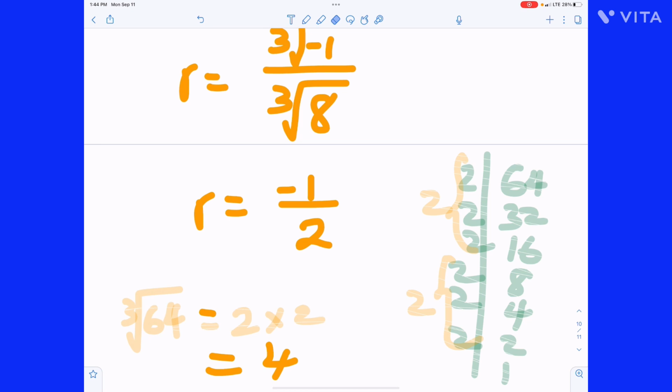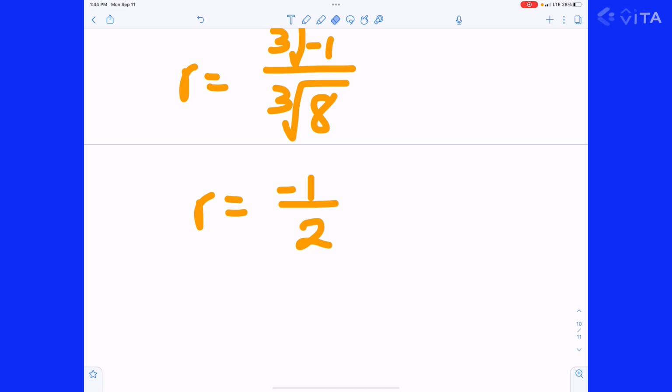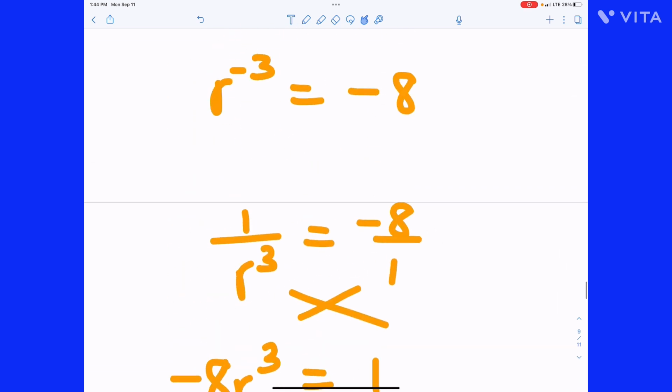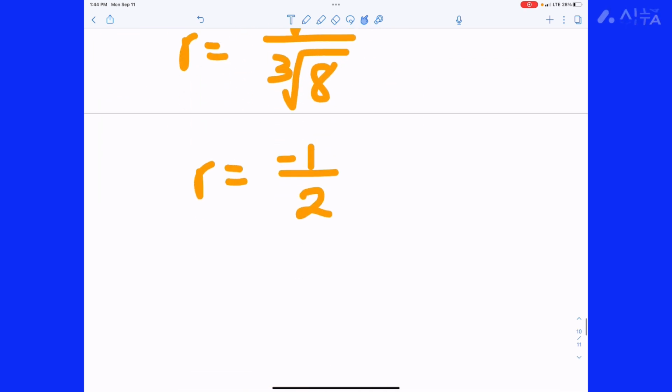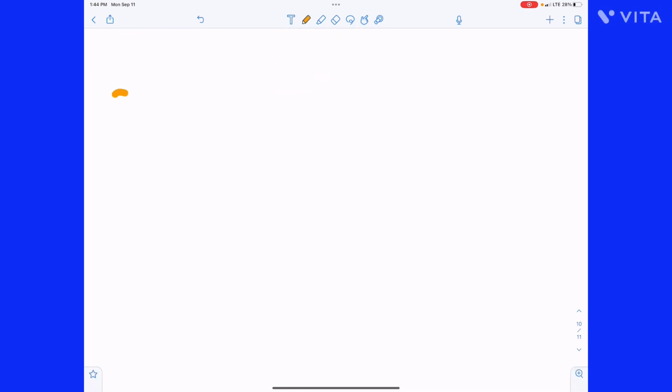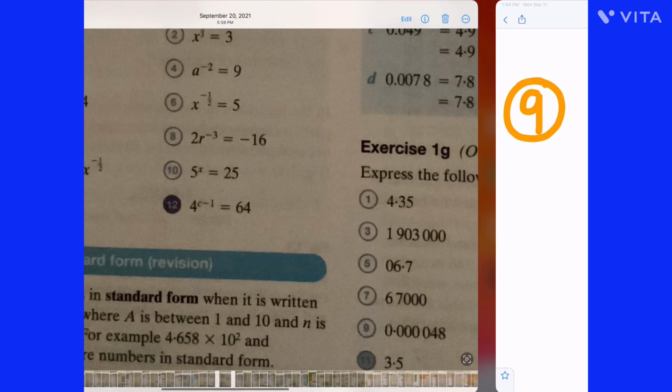So take note of how we get cube roots. If you were looking for square roots, you would have done it taking two factors as 1. That was number 8. Let's go to number 9 now. Let's go to question 9.